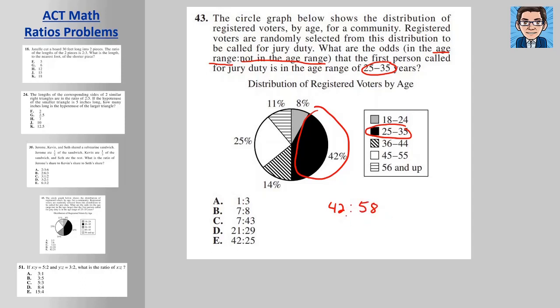Now ratios, this answer is not on the list. Ratios can be reduced just like fractions. So we can divide each of these by 2 and get 21 to 29, and that's going to be our answer, D.